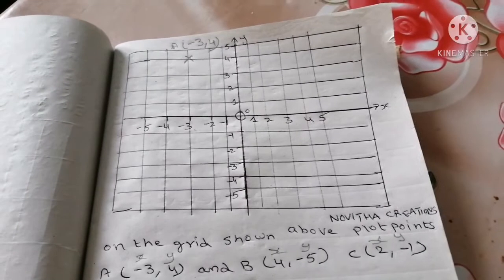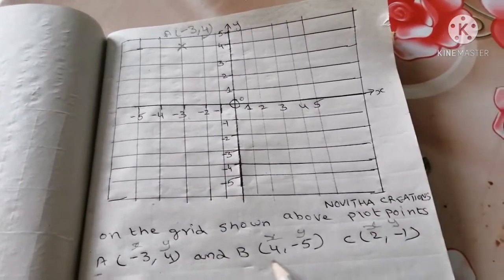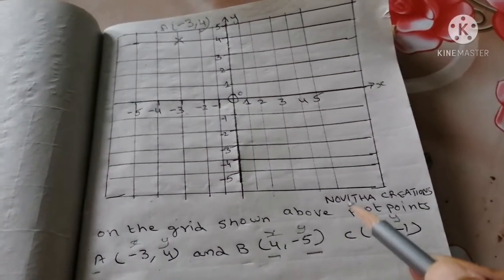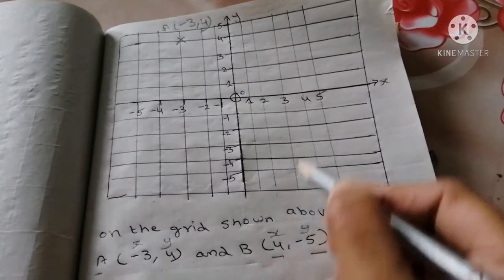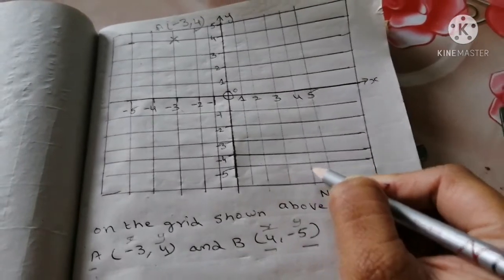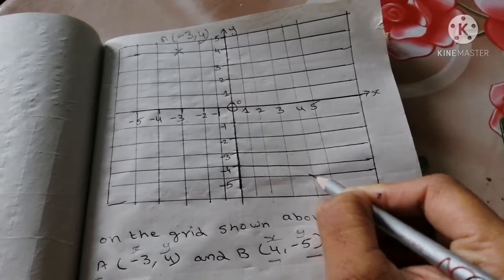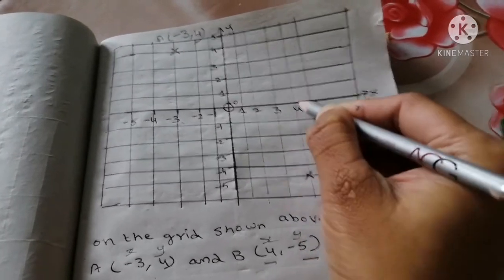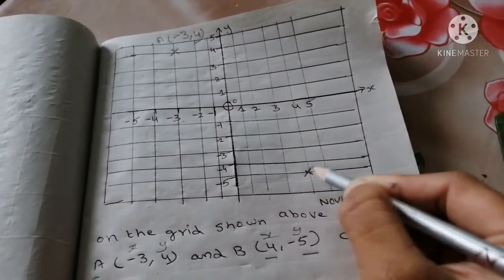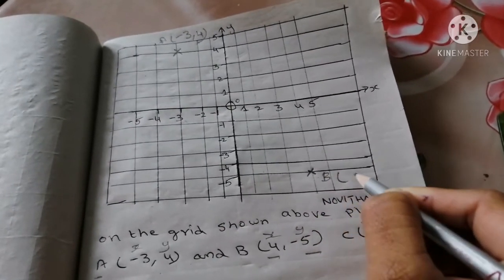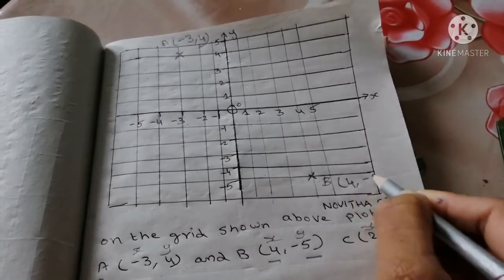And then we need to plot B. They gave 4 and minus 5. So on x-axis it is 4 and on y-axis it is minus 5. So x-axis 4 and y-axis minus 5. And we need to write B is 4 comma minus 5.